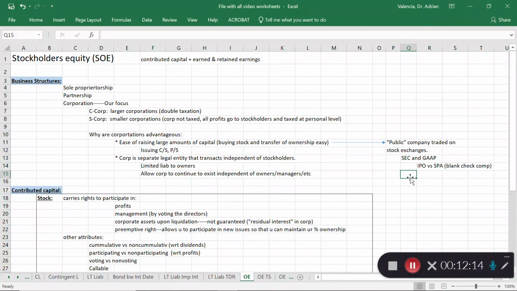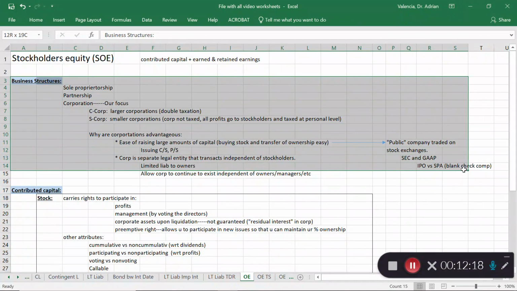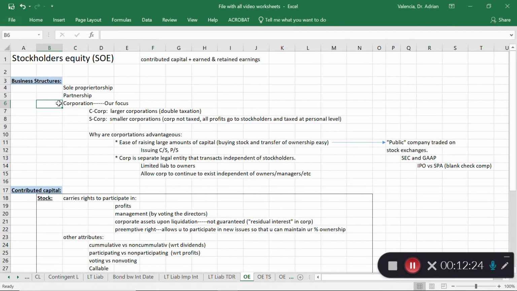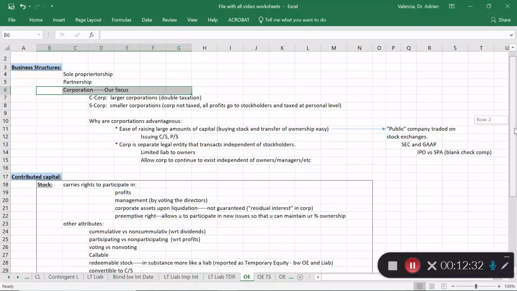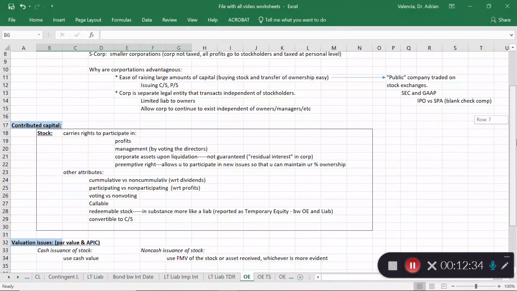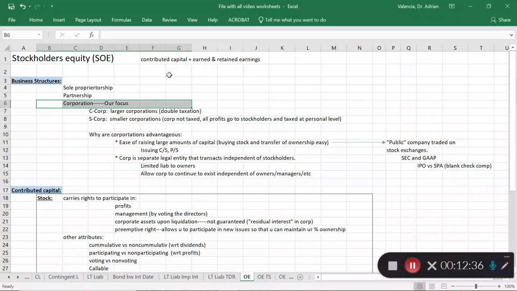Okay? All right, so that gives us an overview of the business structure, the choices that managers or owners make. And our focus, again, is going to be on the corporate structure. What we're going to talk about right here and further down is about the corporate structure. All right, so next thing we're going to talk about. So let's discuss the contributed capital component right here. And that's what this is, okay?